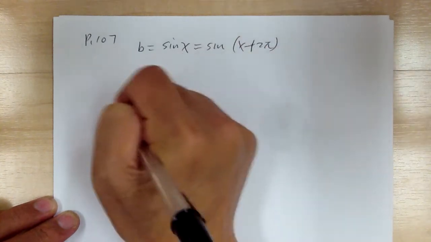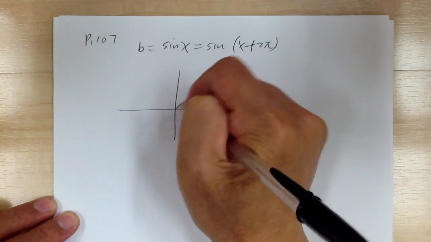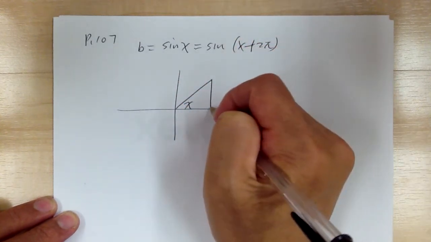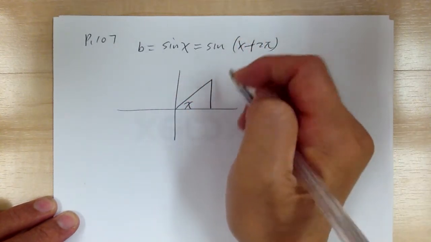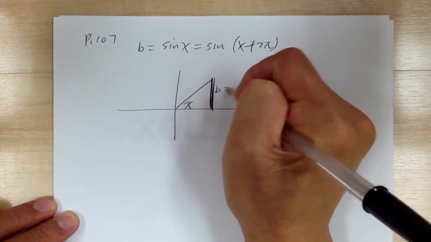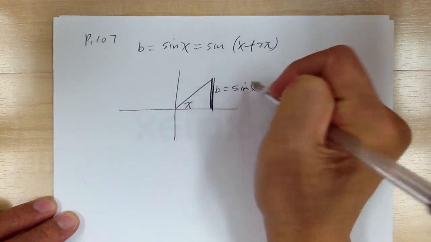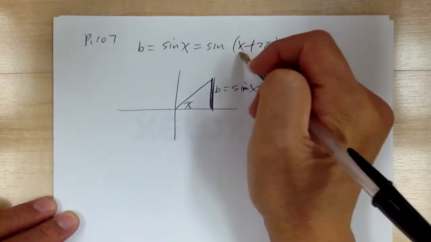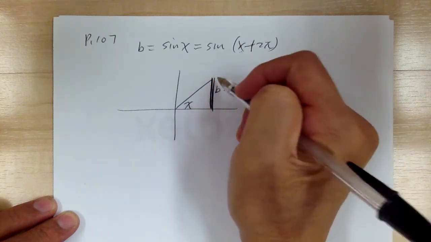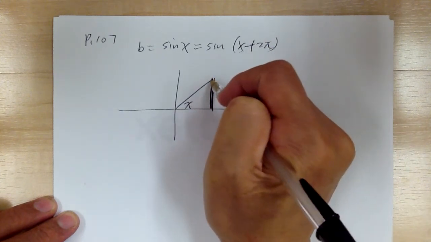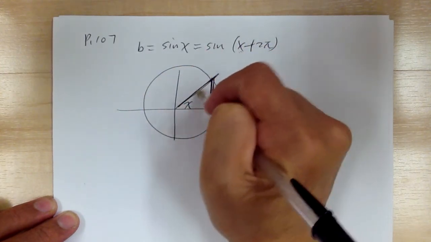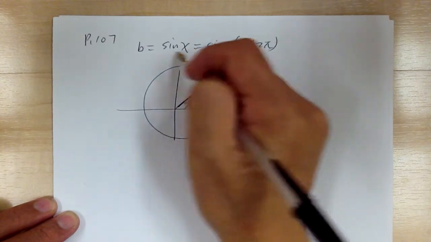If you go to page 107, it shows you that sine x is equal to sine of x plus 2 pi. What it's saying is that if you have an angle, let's say this is angle x, it's not horizontal. Here's your angle x, and the vertical part here is sine x. Now sine of x plus 2 pi means you want to increase the angle by 2 pi, which means you go around the circle 1 time. You end up in the exact same location, and therefore they are equal.